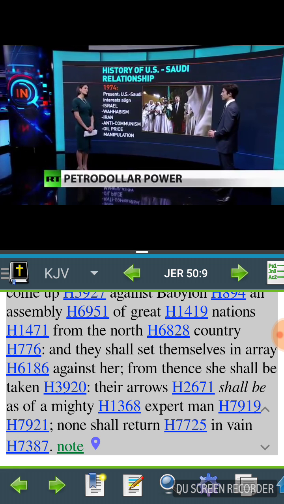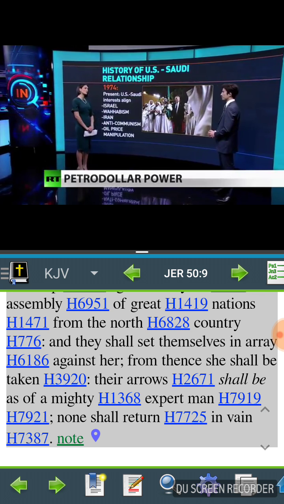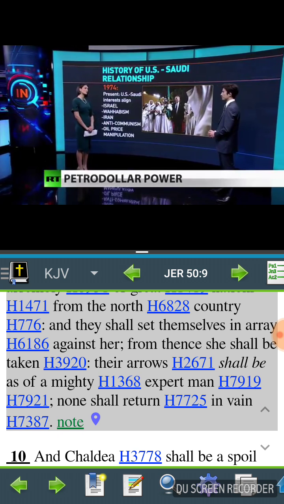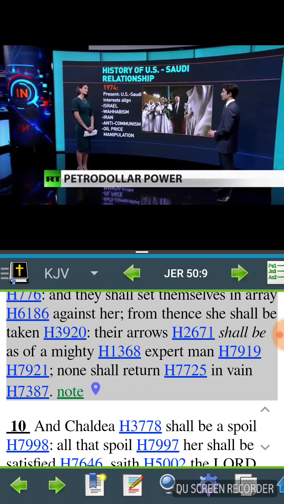It says an assembly of great nations from the north country. What's that north country? Russia. Okay. It starts with Russia, but it doesn't just stop at Russia. You got North Korea. You got China. Yemen, Iran, these different allied nations to these particular countries, man. It says, and they shall set themselves in array against her. From thence she shall be taken. The arrow shall be of a mighty expert man.